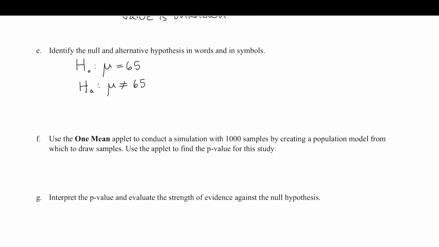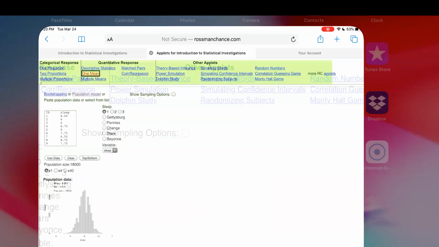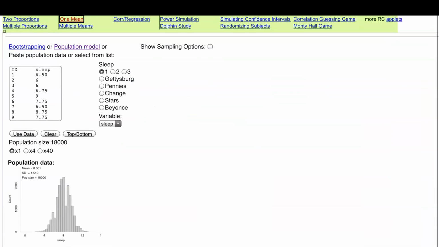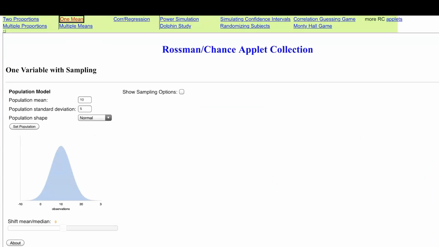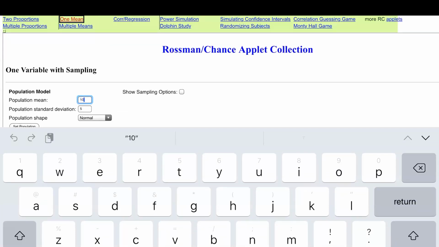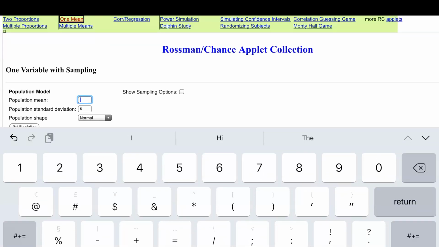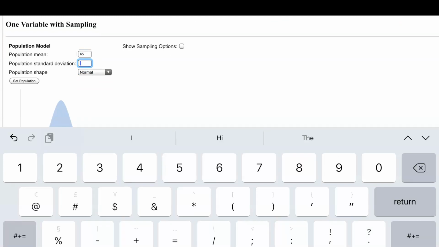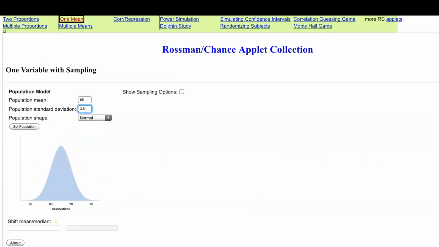Now we're going to do a simulation with the one mean applet. We're going to create 1,000 samples. So let's go to the applet and see how that's done. So we're in the one mean applet, and we are going to create a population model. And according to what Jose read online, we're going to assume that's true. The population mean is 65, and the population standard deviation is 3.5. So we're going to make those assumptions, and we're going to keep the shape at normal.